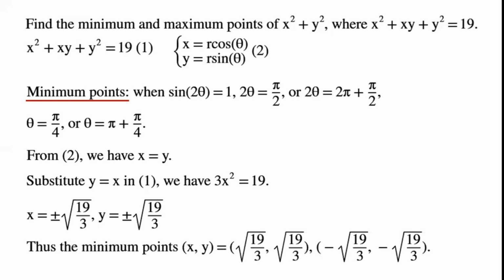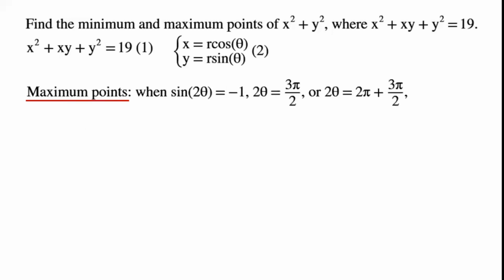Thus, the minimum points (x, y) equal (root of 19 over 3, root of 19 over 3) and (minus root of 19 over 3, minus root of 19 over 3).